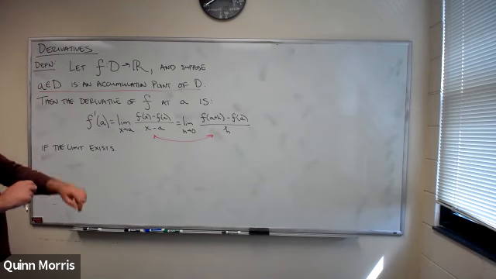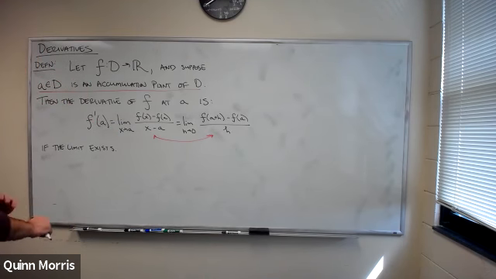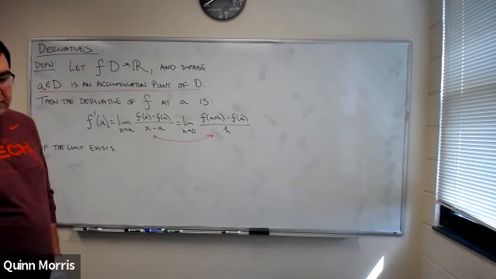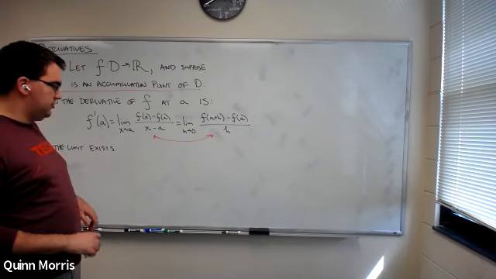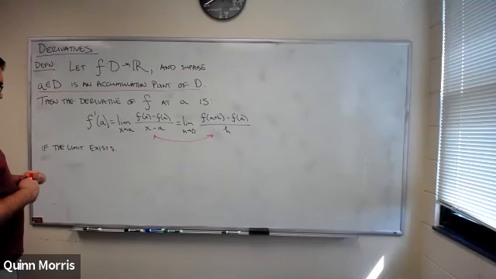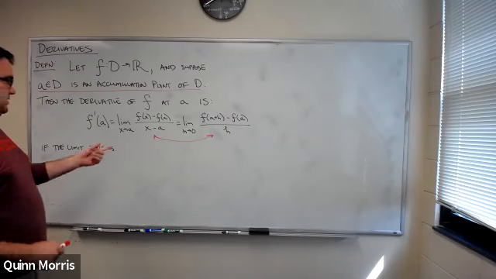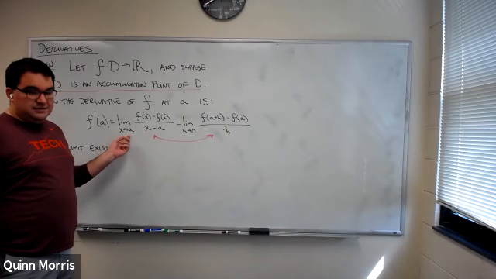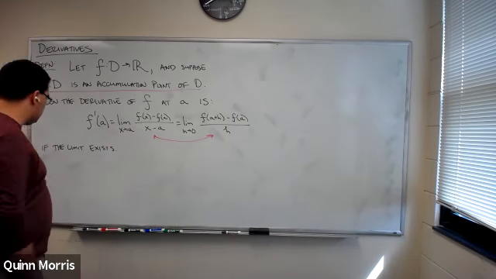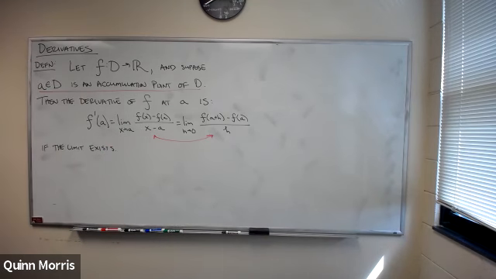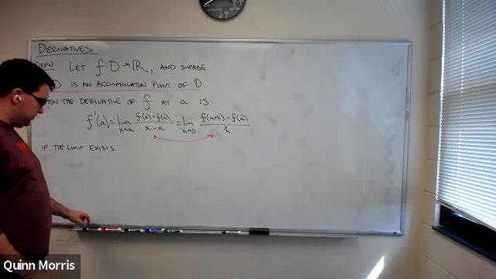So you can notice already, if I have a point in my domain which is not an accumulation point of the domain, my function is not differentiable there, right? That follows immediately from the definition. And of course, the reason is that this limit won't make any sense if I'm not at an accumulation point of the domain.